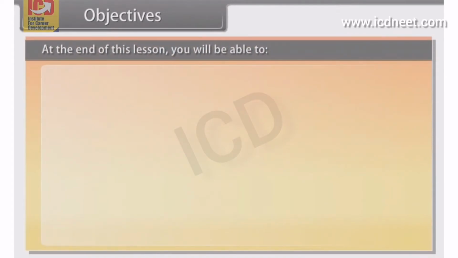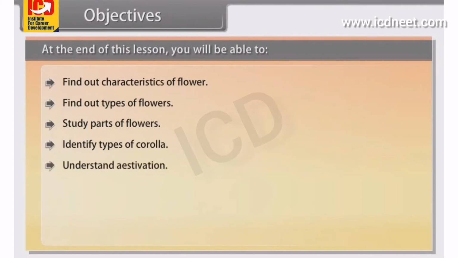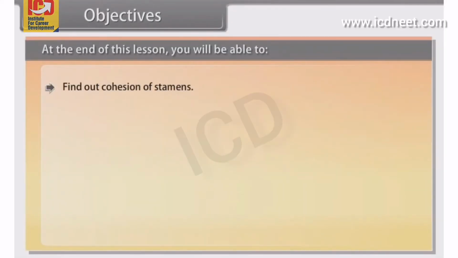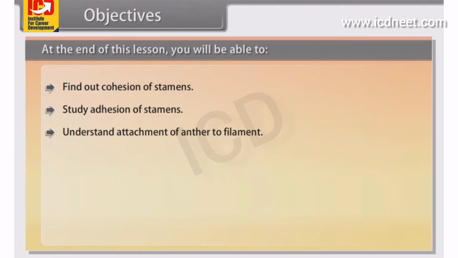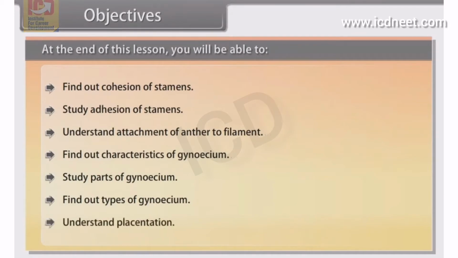Objectives. At the end of this lesson, you'll be able to find out characteristics of flower, find out types of flowers, study parts of flowers, identify types of corolla, understand estivation, find out characteristics of Androecium, study parts of stamen, find out types of stamens, find out cohesion of stamens, study adhesion of stamens, understand attachment of anther to filament, find out characteristics of Gynoecium, study parts of Gynoecium, find out types of Gynoecium, understand placentation.